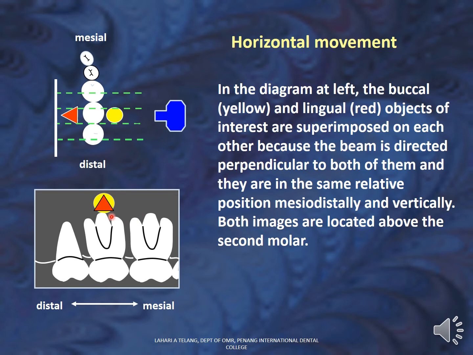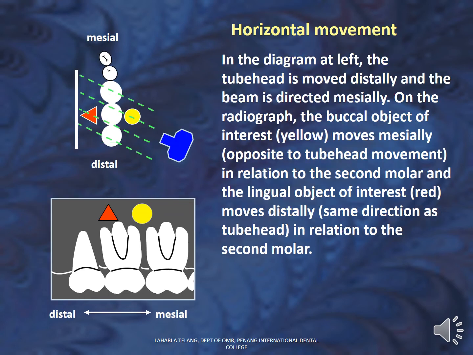So what do we do now? We change the horizontal angulation and give this a shift. Now it's up to us. Either we shift it mesially or we shift it distally. Now let's say we have shifted it distally.